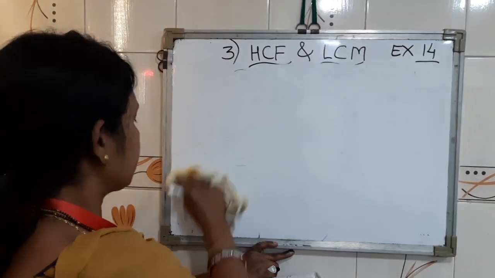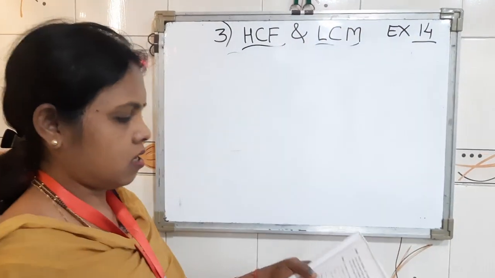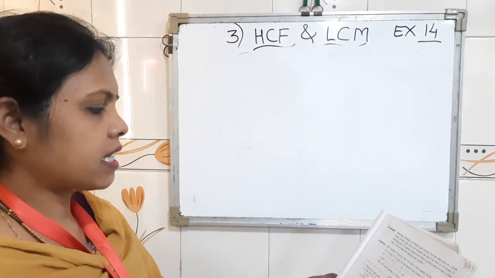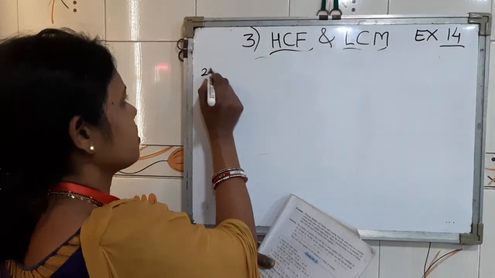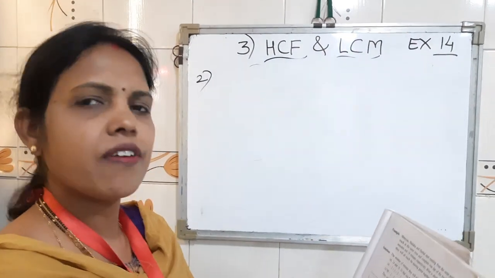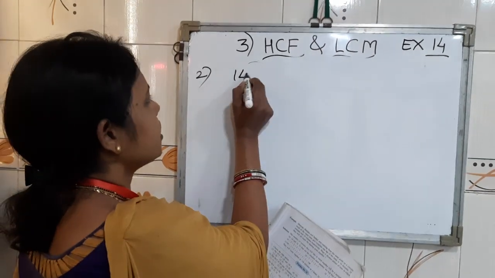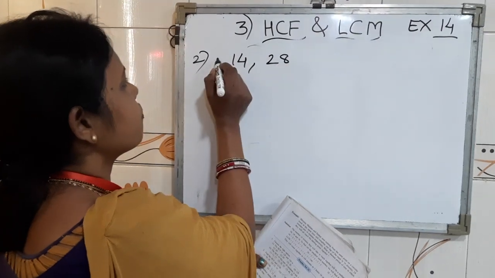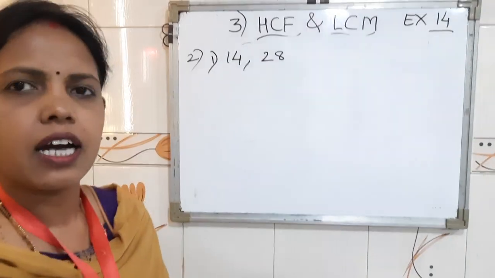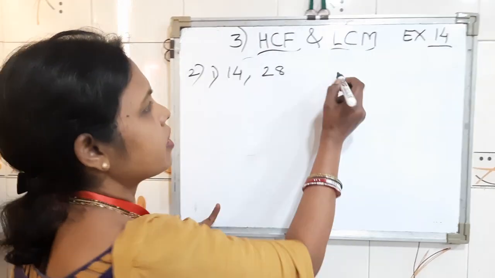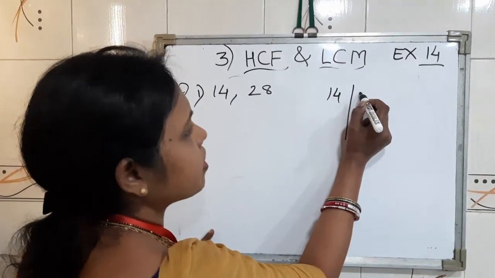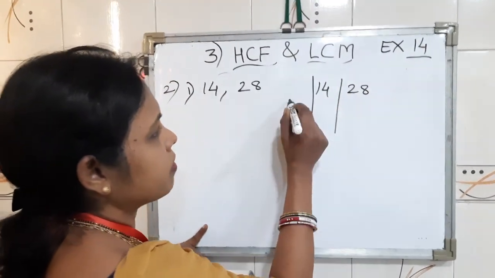Question number second is: find HCF and LCM for the given numbers, 14 and 28. First question, 14 and 28. Find out the prime factors for both these numbers.